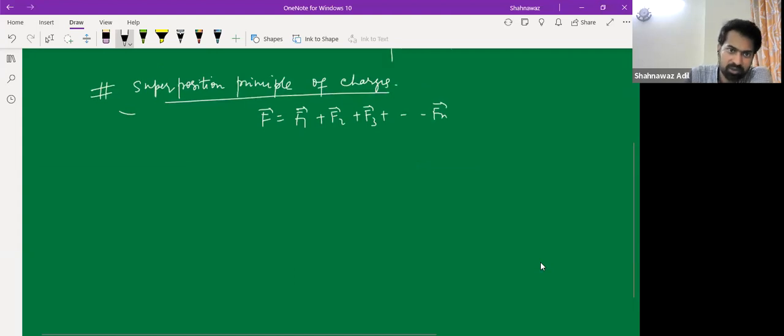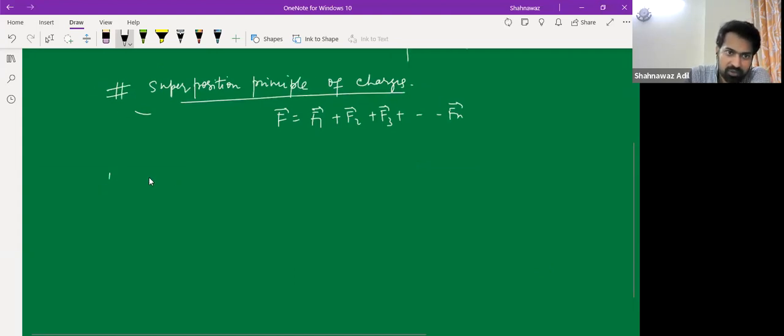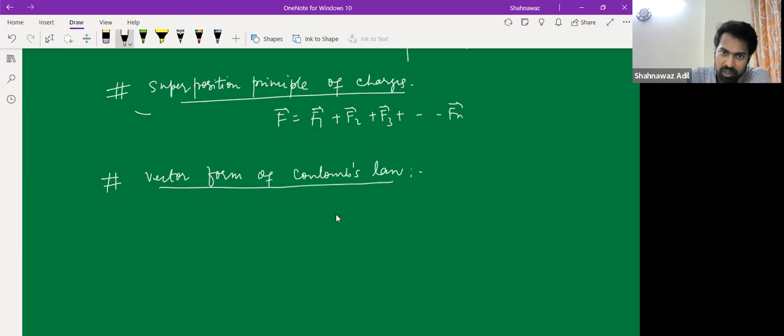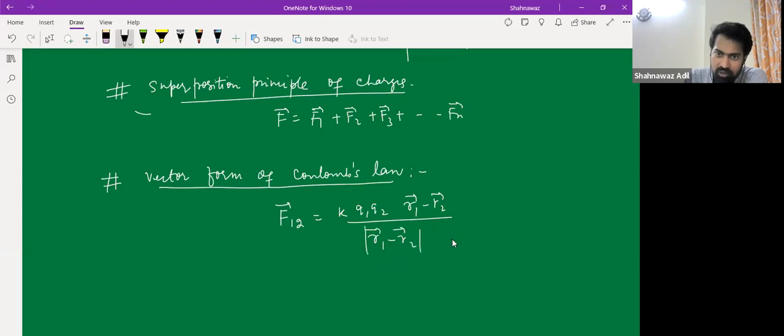Then we learned about the vector form of Coulomb's law. So in vector form, we learned that you can write F12 as K Q1 Q2 (R1 minus R2) divided by (R1 minus R2) to the power square or cube, Rabia?